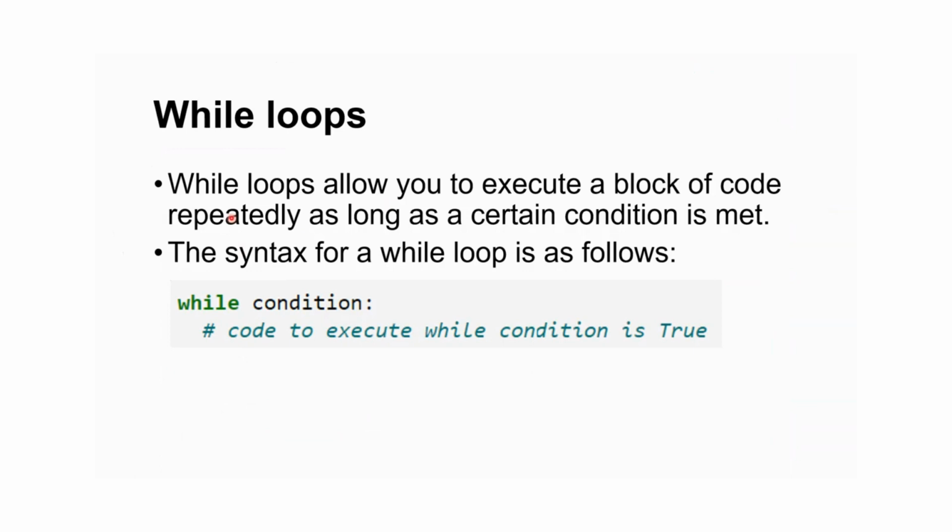The syntax is as follows. We write the keyword while, and then we specify the condition that you want to check. And here is where the piece of code that you want to execute while the condition you specified here is true. We can look at this in Jupyter Notebook.